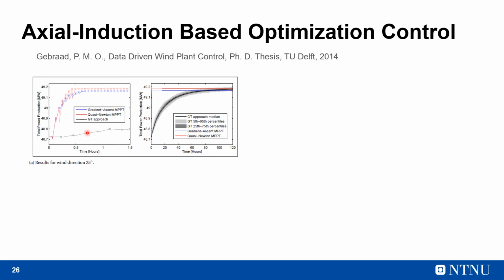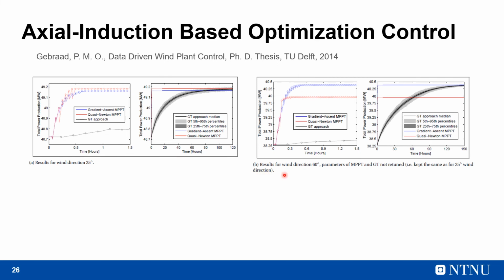He benchmarks his results against a game theoretic approach and shows that on the short term, the MPPT based optimization actually converges to the maximum power production of the wind plant faster than the game theoretic approach. But in the long term, the game theoretic approach catches up to the plant maximum. The small circles show the instances in time where the control was updated.